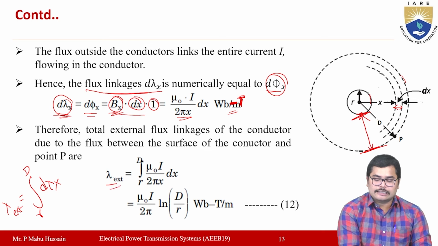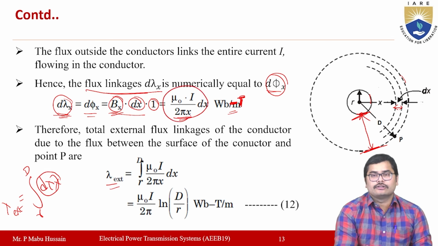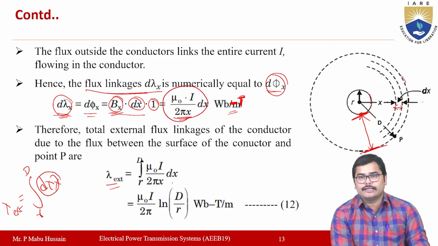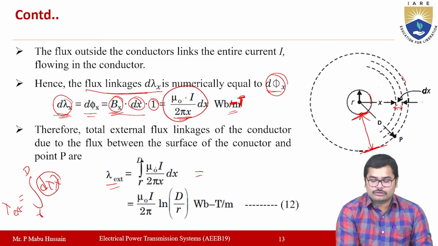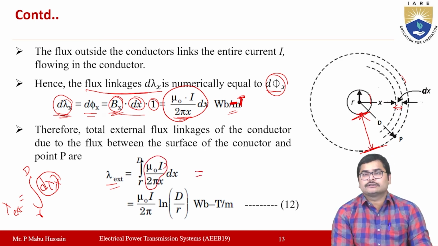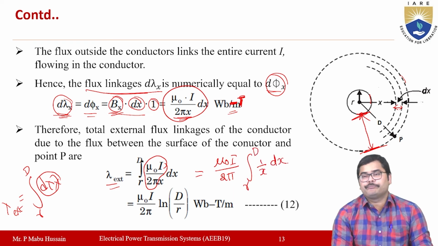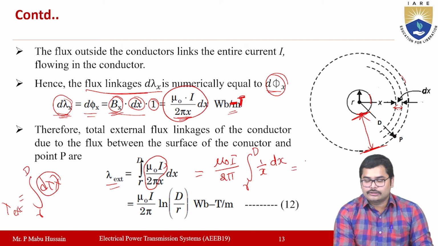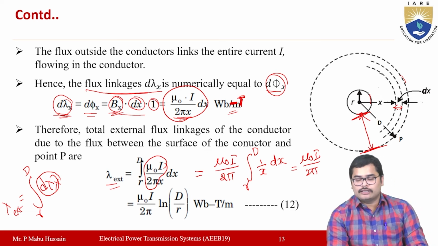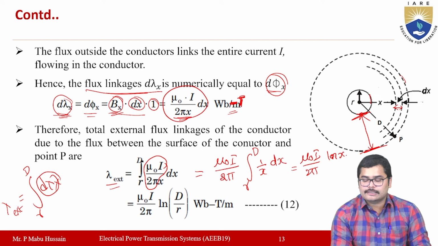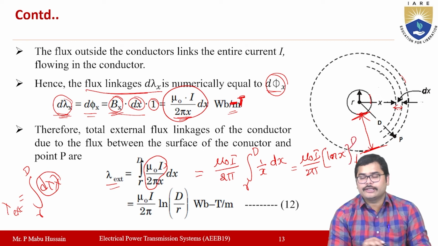So λ external is equal to the integral from r to D. In place of dλx, you have to substitute this expression, μ0 I/(2πx) into dx. Here μ0 I/(2π) is a constant, so you can write it outside: μ0 I/(2π) times the integral from r to D of 1/x dx. Now the integral of 1/x will be equal to ln x, and the limits are r to D.